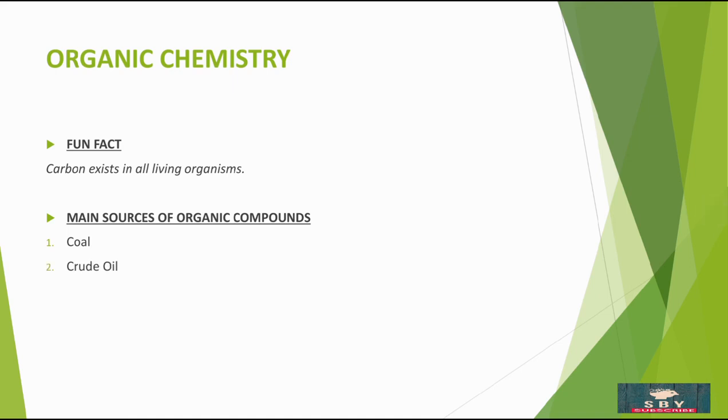So crude oil. Crude oil is a very essential commodity in the world now because through fractional distillation, petrol, kerosene, coal tar, natural gas for cooking, wax, bitumen, they are all gotten from crude oil.